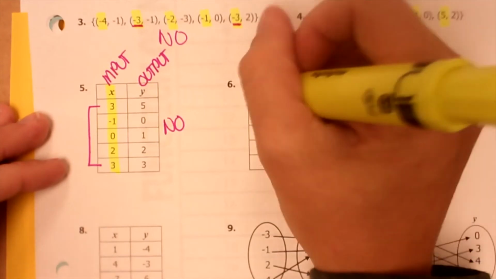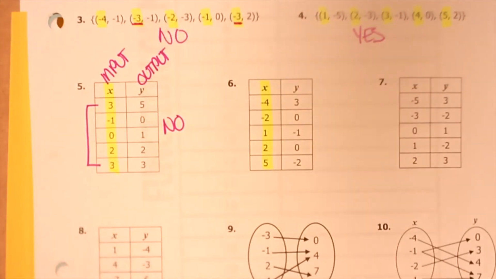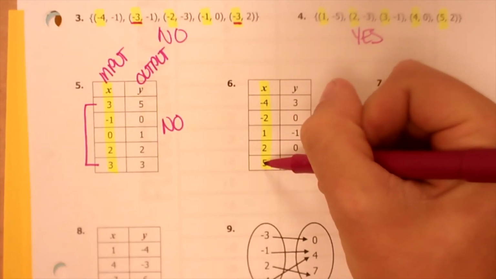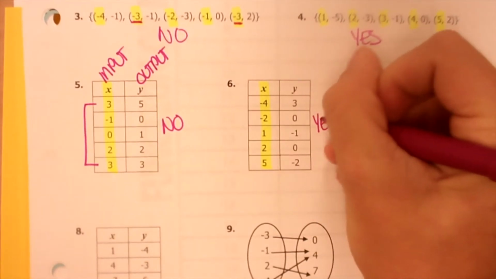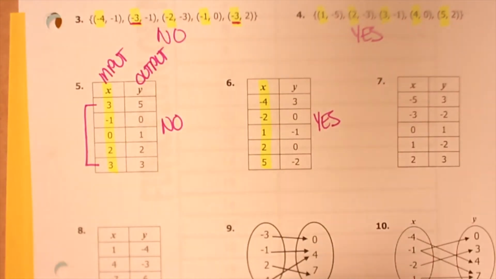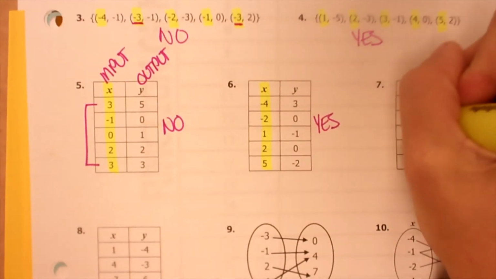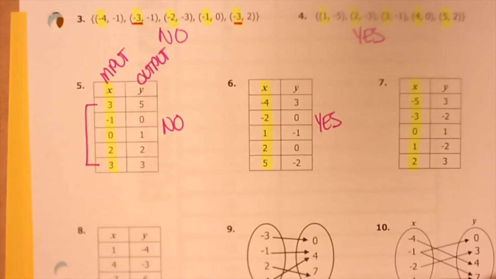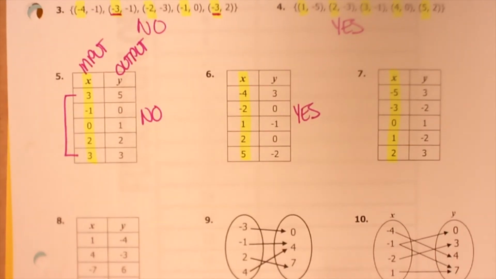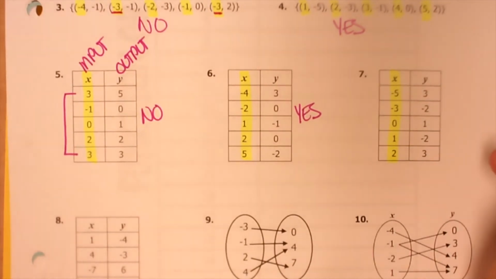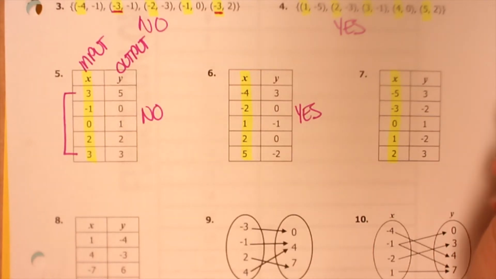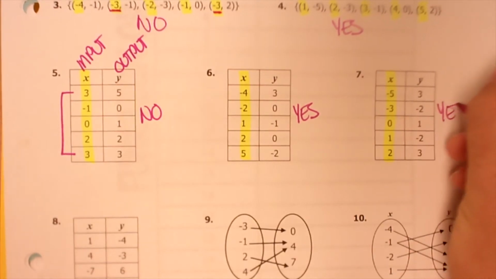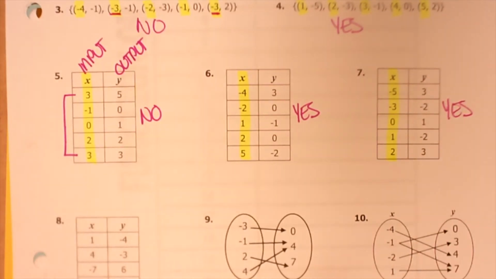Looking at number 6, here are my x's, my inputs. We have -4, -2, 1, 2, 5. None of them are repeated, so this is a function. Number 7. What do you think? Is this a function or not a function? Give you a couple seconds. None of my x's are repeated, so that means this is a function.